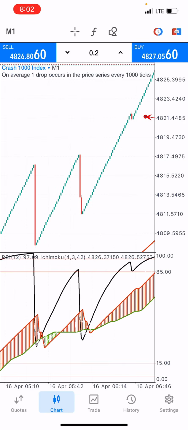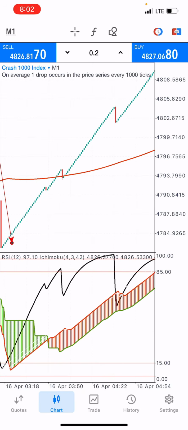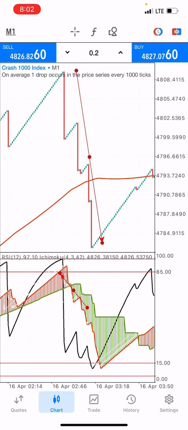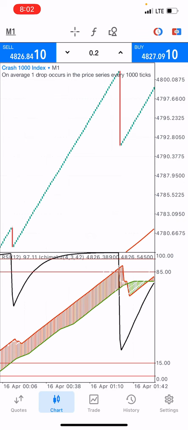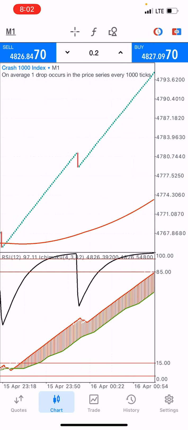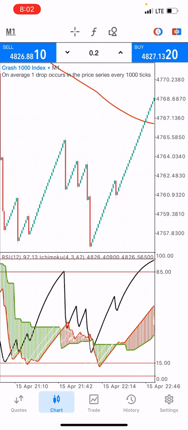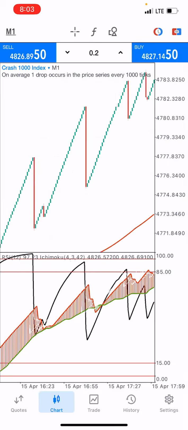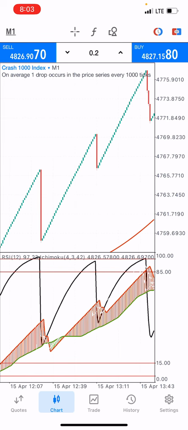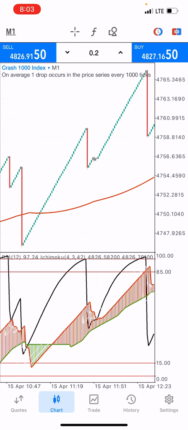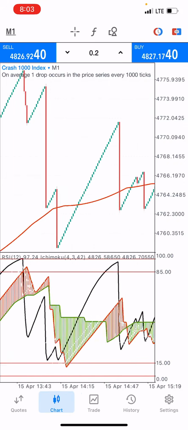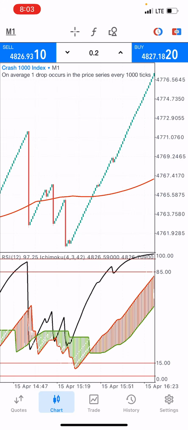Okay, so the best thing to do is just to ignore taking Crash 1000 and then move to maybe some other Crash or Boom market assets to trade on. Okay, then, yeah, that's it. You now know what to do.